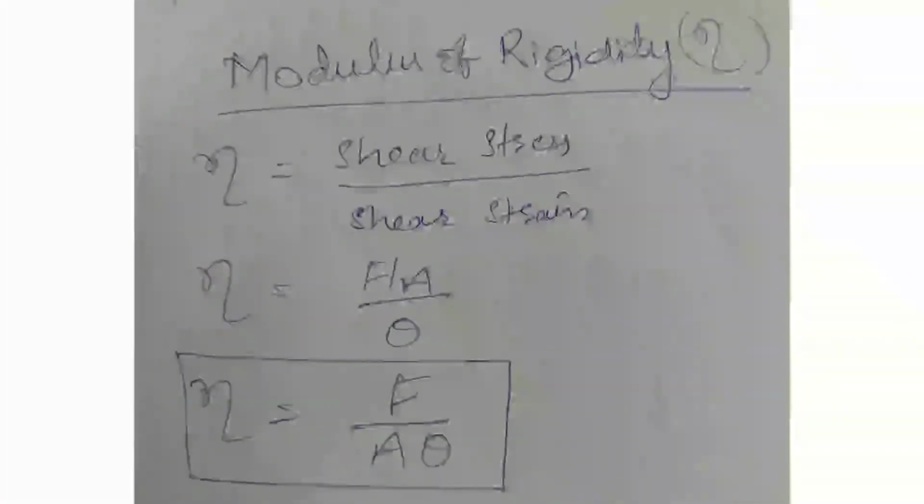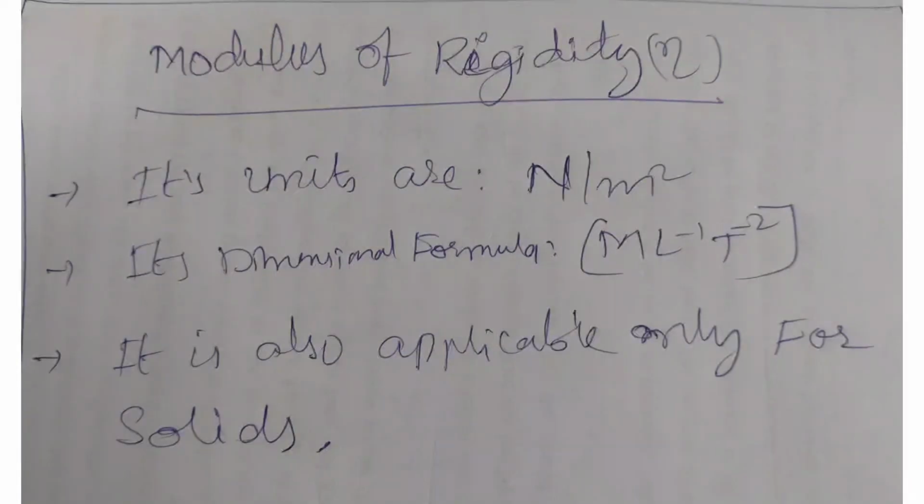Rigidity modulus is defined as the ratio of shearing stress to shearing strain. Eta is equal to shear stress F by A divided by shear strain, which is represented by theta. So, eta is equal to F by A theta. Rigidity modulus SI units are Newton per meter square, and the dimension formula is also the same, M L power minus 1 T power minus 2.